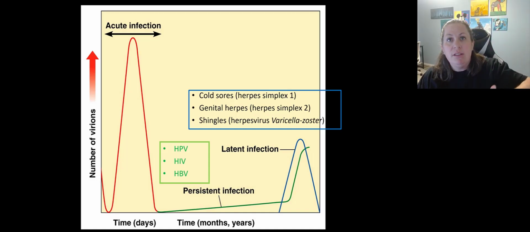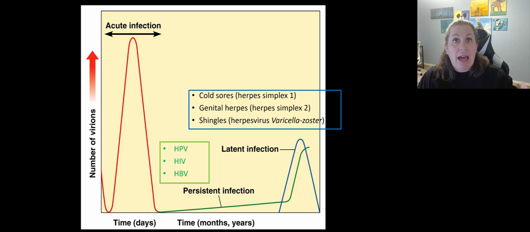Now, eventually your immune system takes care of it and it drops back down. And with a lot of different viruses, that's the end of the infection. At the end of the red, it's done, you're good. However, some viruses follow what we see here with the green and the blue. So the green is a persistent infection. This is one that stays around.